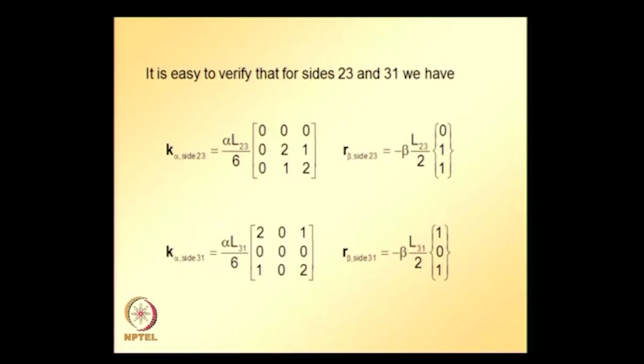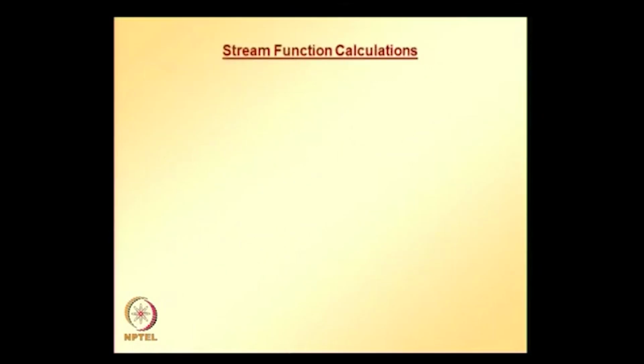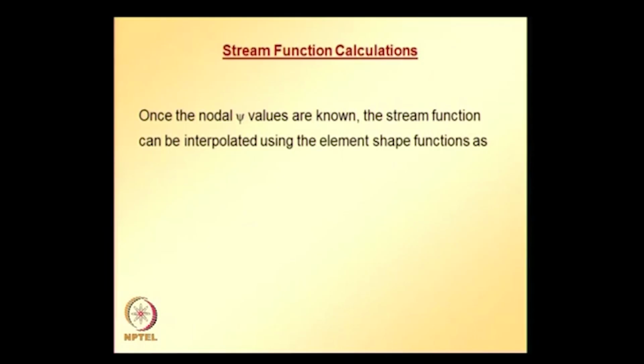Once we obtain stream function values, we can find partial derivatives of the stream function with respect to x and with respect to y, which are related to velocity components, or fluid velocities, along x and y directions. So, for stream function calculations, once the nodal values psi are known, the stream function can be interpolated using element shape functions like this.